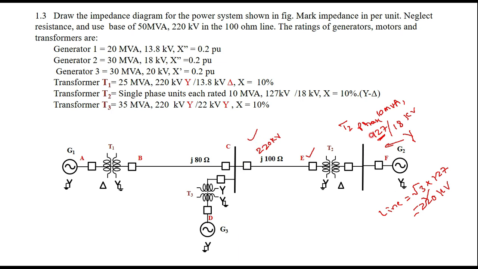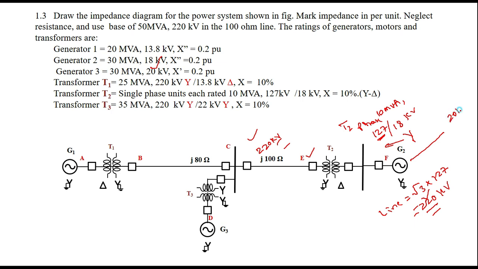Therefore the single phase unit you have to convert into star on the transmission line side, so that 220 and 220 is matching. Then look into the generator side. You look into the generator side, it is G2. The G2 voltage rating is 20 kilovolts.